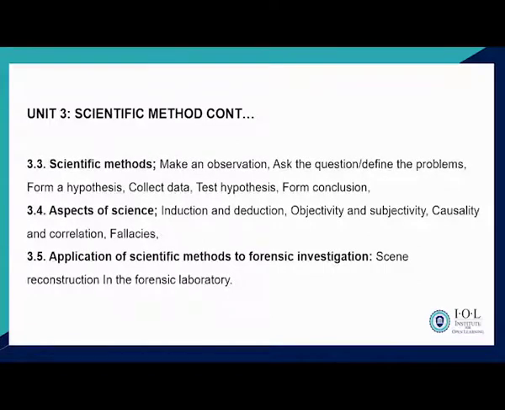Scientific methods: make an observation, ask the question and define the problem. Form a hypothesis, collect the data, test the hypothesis, form a conclusion. Aspects of science: induction and deduction, objectivity and subjectivity, causality and correction, failures, fallacies. Application of scientific methods to forensic investigation: scene reconstruction in the forensic laboratory.